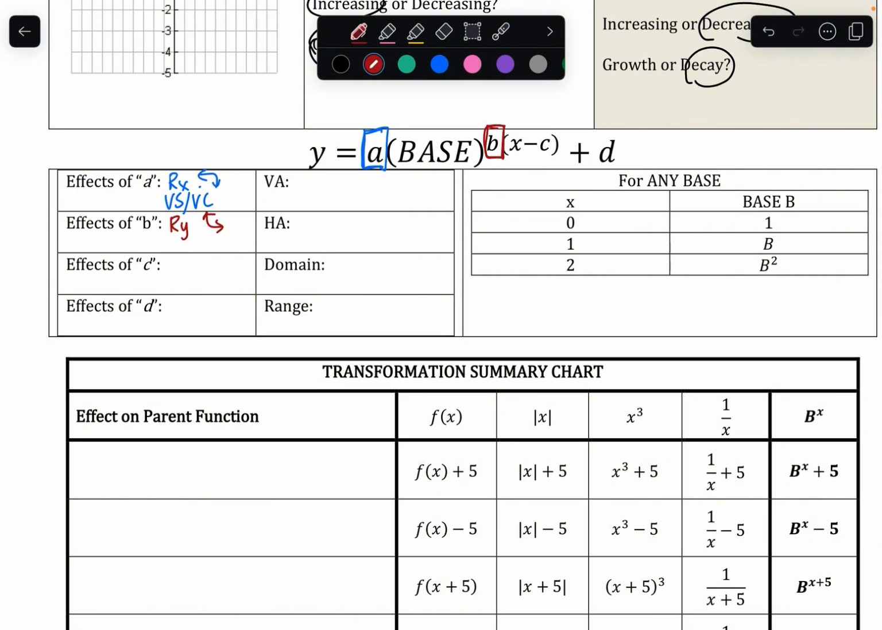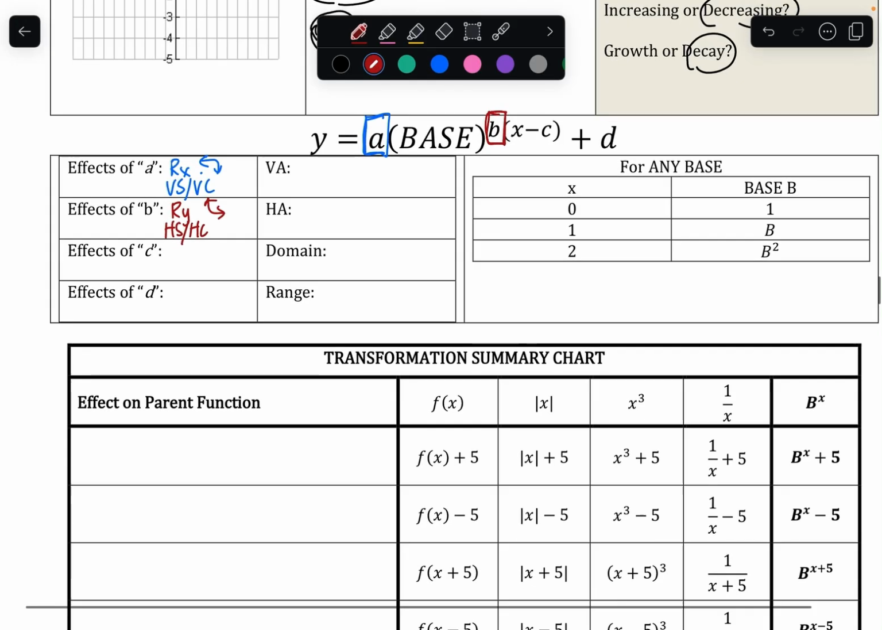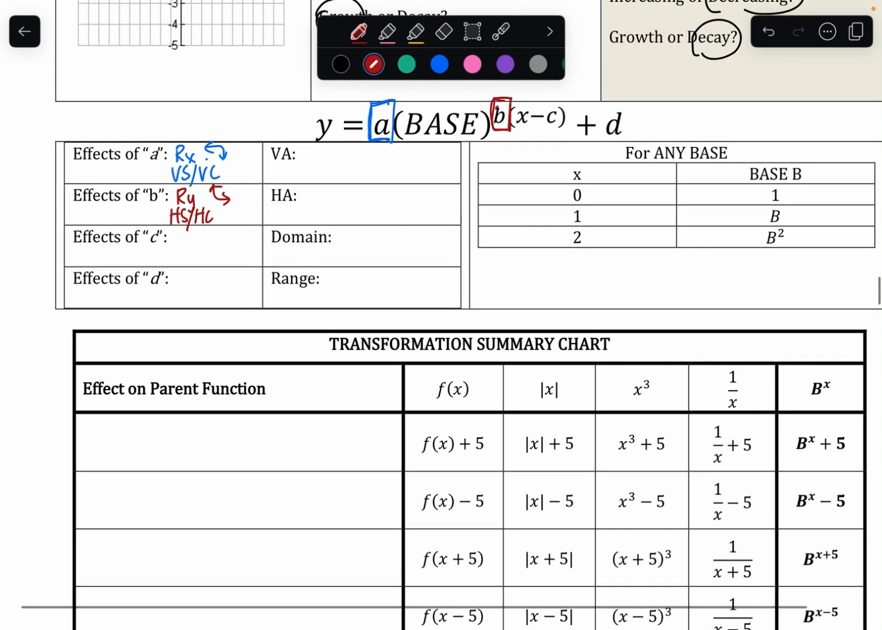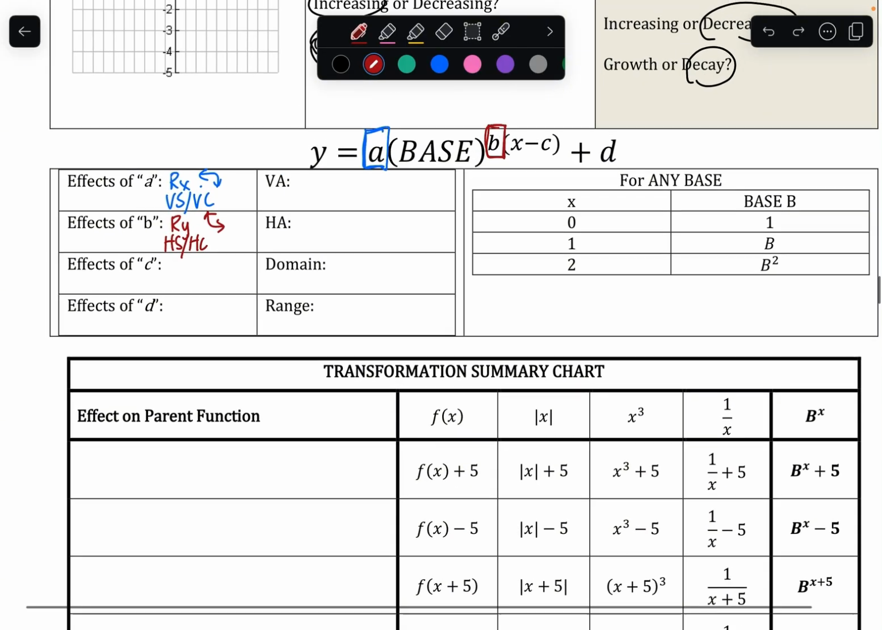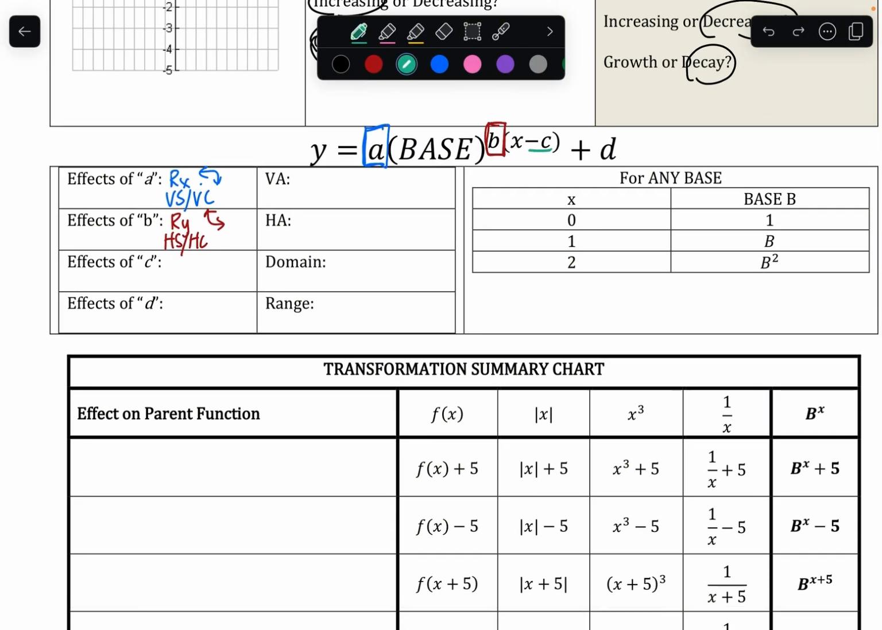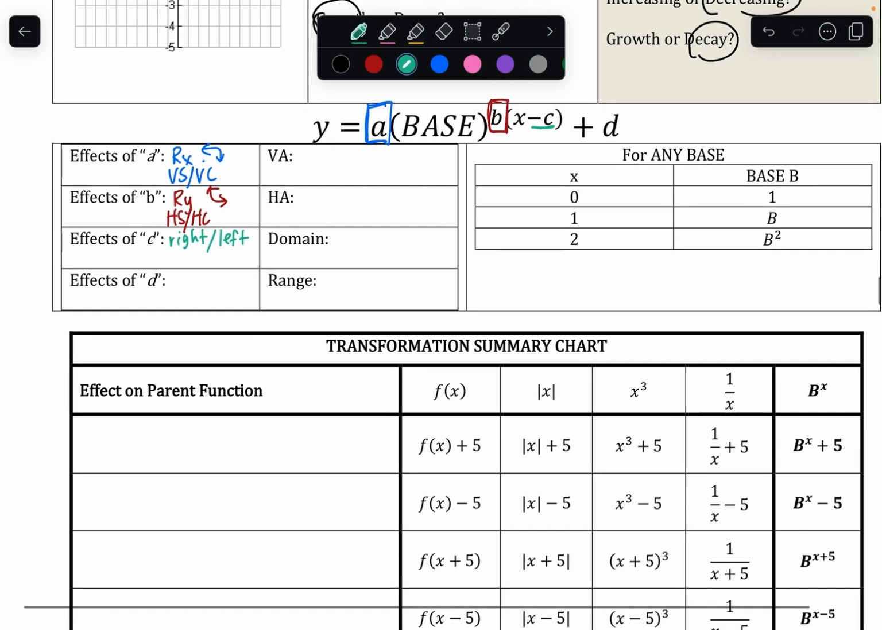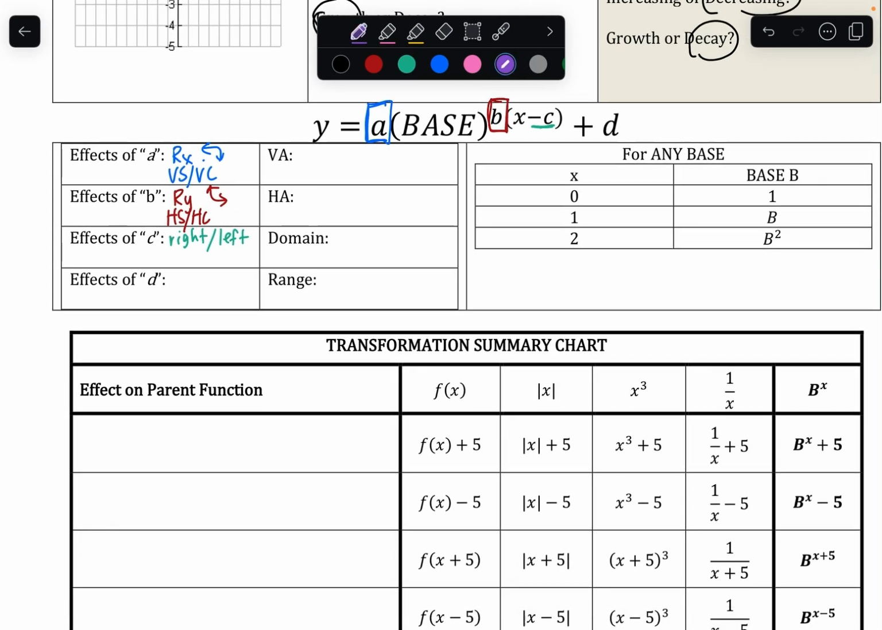And then it is our horizontal stretch and horizontal compression. Okay, I want to mention, if you have a factor here, you can change your base by actually applying that number to the base, just like we did the negative. Effects of C, that's our normal left and right. If it's minus, it's right. If it's plus, it's left. Everything's opposite up there. And then D, the value outside the exponent, outside the base.